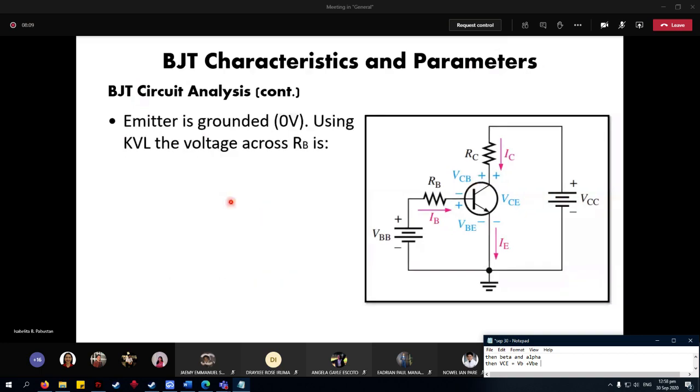Now, here, ano ba to? Emitter is grounded. This one, you call this as a common emitter, no? Using KVL, the voltage across RB is this. Now, makikita nyo dito sa susunod, ayan, nandiyan na yung formula.